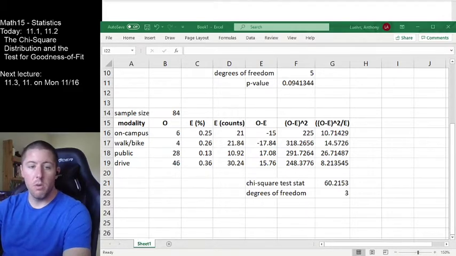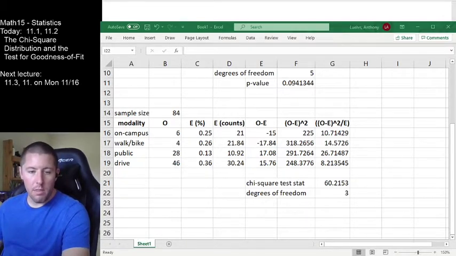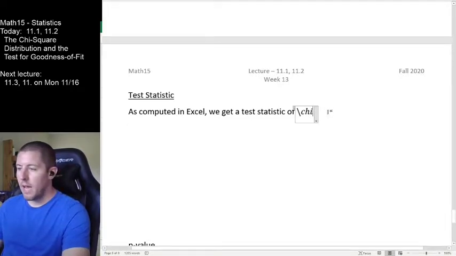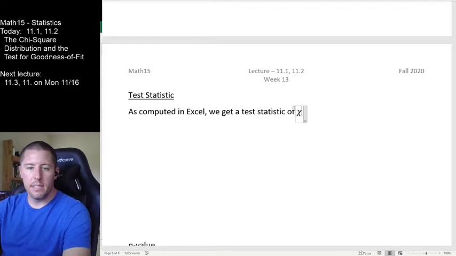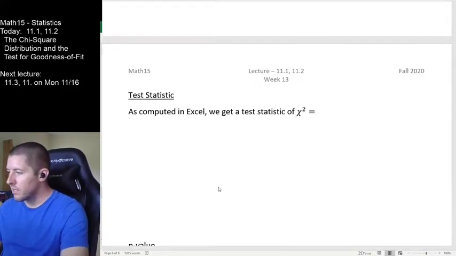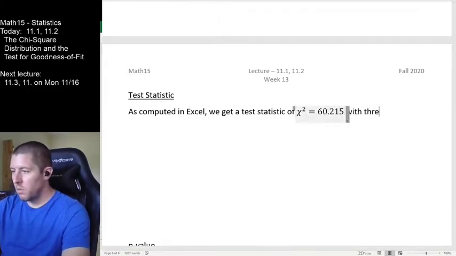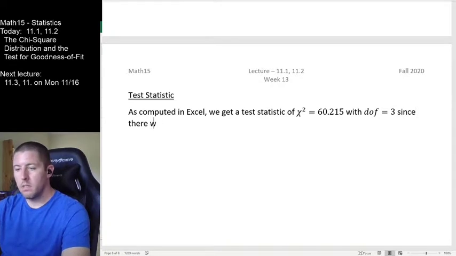Before we move on, let me come back into Word and throw some stuff into Word here. And then we'll come back to Excel to get our p-value. As we computed in Excel, we get a test statistic of chi-squared. And notice, by the way, chi is that curvy x right there. The chi-squared test statistic is equal to, and what did we just get? We just got 60.215 with degrees of freedom equal to 3, since there were 4 possible outcomes.